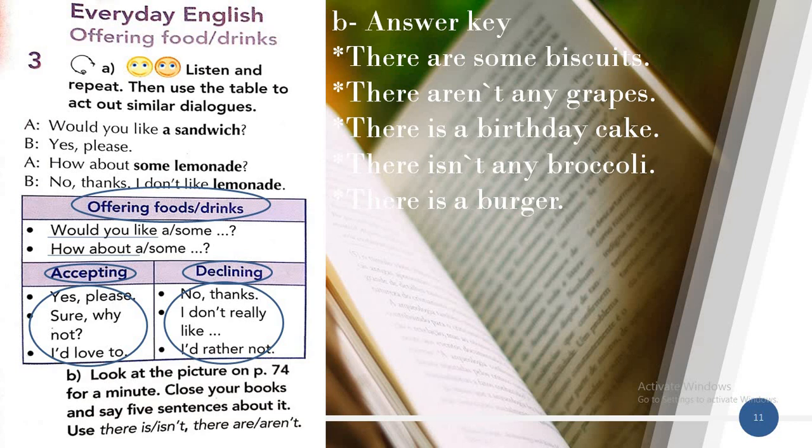So we have, there are some biscuits, there aren't any grapes, there is a birthday cake, there isn't any broccoli, there is a burger, and you can see other sentences which will absolutely be correct, like there is a chocolate, there is a popcorn, there isn't any marshmallow, for example, there isn't any bananas, etc. All these answers will be correct.